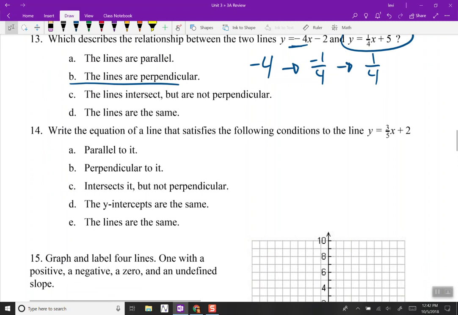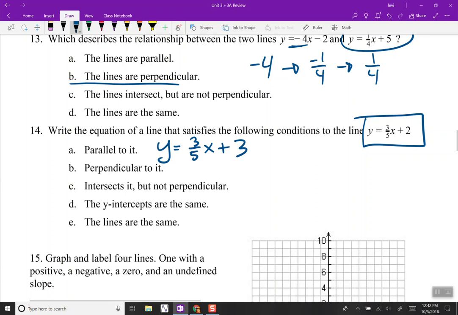Write the equation of a line that satisfies the following conditions. Okay, so we want to be parallel to this line. So the parallel lines have the same slope and different y-intercepts. So y equals, as long as we have 3/5 times x, as long as we have a different y-intercept, it's fine. So plus 3, that would be a parallel line.